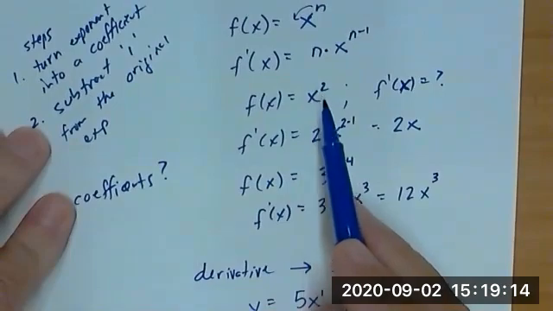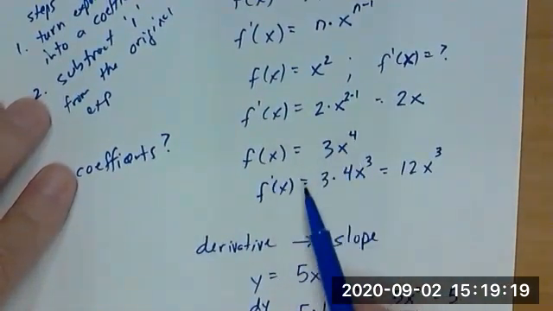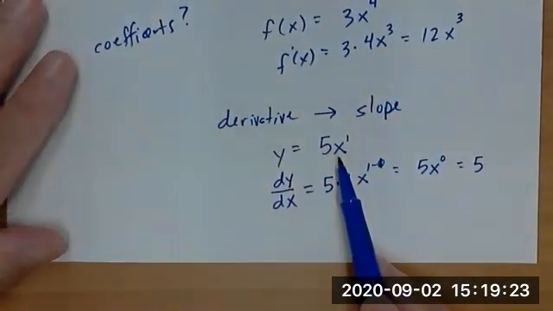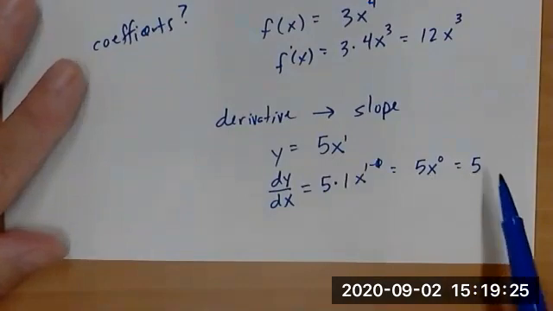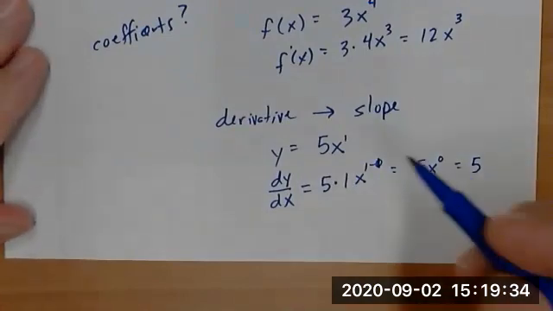f of x equals x squared, derivative was 2x. F of x, 3x to the fourth, derivative was 12x cubed. However, when we looked at 5x, derivative was 5. It's just a number. It's a constant. There's no variable. Does that make sense? Well, it does make sense.